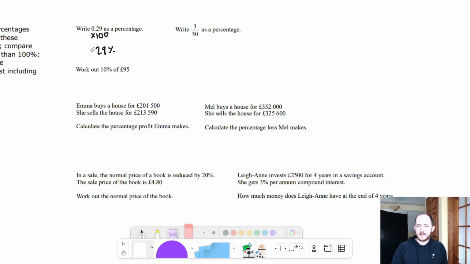So in this case, it's equal to 50. So if I times it by 2, I should get 100. So I'm going to times top and bottom by 2. That gives me 6 over 100, which means I'm looking at 6%. The numerator is just the percentage.